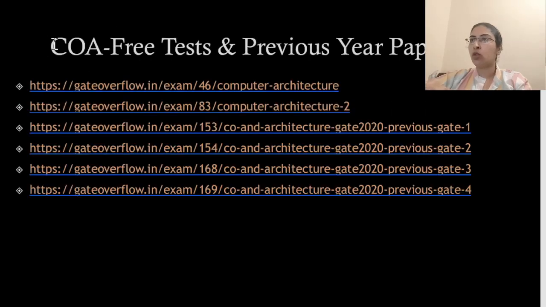Now next is COA free tests and previous year papers. So these are some of the free test papers and the previous year papers that you can attempt if you have prepared the computer organization and architecture well. Okay. So these are links of some of the free tests.